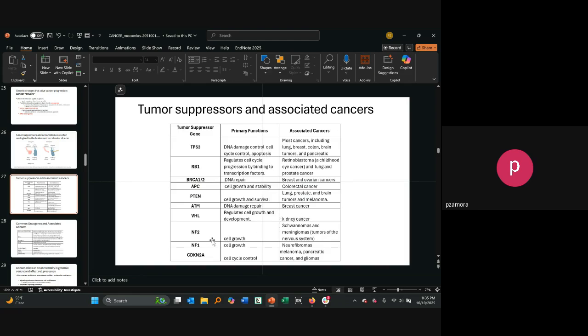NF2, which we've talked a little bit about previously, is associated with cell growth. So is NF1. And you find NF2 in schwannomas and meningiomas, which are tumors of the nervous system. We'll be coming back to these in another project later on. And there's others.